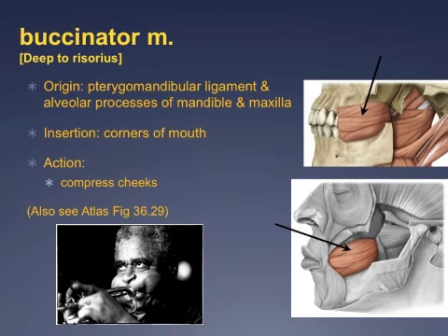The last of the facial muscles you will need to learn is the buccinator. This muscle is a deep muscle of your cheeks. You should also check out figure 36.29 in the atlas for another view of the origins. This muscle originates posteriorly along three borders: a ligament that helps hold the jaw together, the maxilla of the upper jaw, and the mandible of the lower jaw. The muscle fibers course anteriorly to insert into the corners of the mouth. When this muscle contracts, it will compress the cheeks inward.